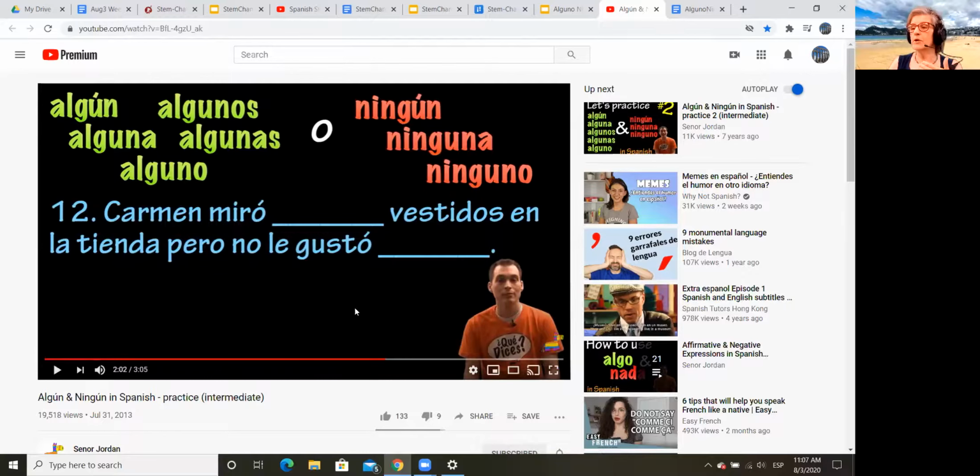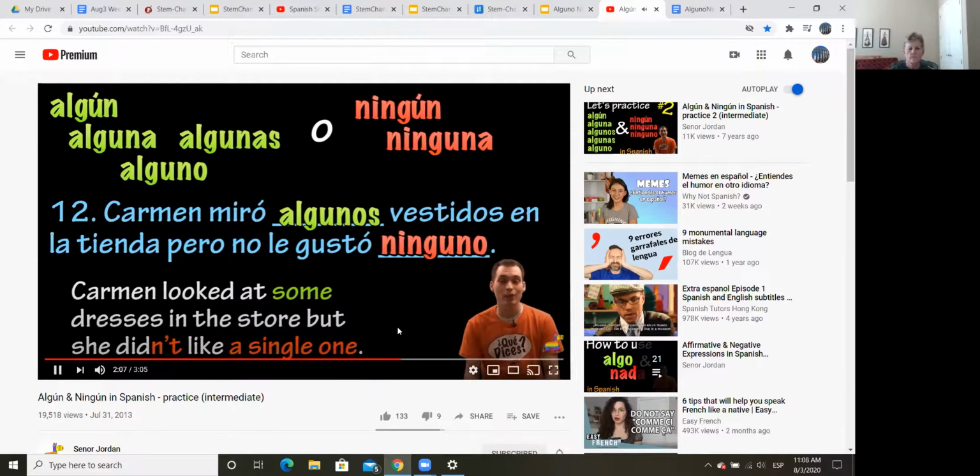Mm-hmm. Oh, Carmen miró. Miró is a past, and it means looked at. Instead of she's looking at right now, it's she looked at. Carmen miró. She looked at. Algunos vestidos. She looked at some dresses. En la tienda. We're telling where she did that. En la tienda. In the store. Pero no le gustó. And now instead of she likes, we're saying she liked, past. No le gustó. Ninguno. She didn't like any. ¿Cómo se dice any? Oh, we have no noun we're pairing it up with. No le gustó. She didn't like any. Ninguno. Ninguno. Okay. Carmen miró algunos vestidos en la tienda, pero no le gustó ninguno.